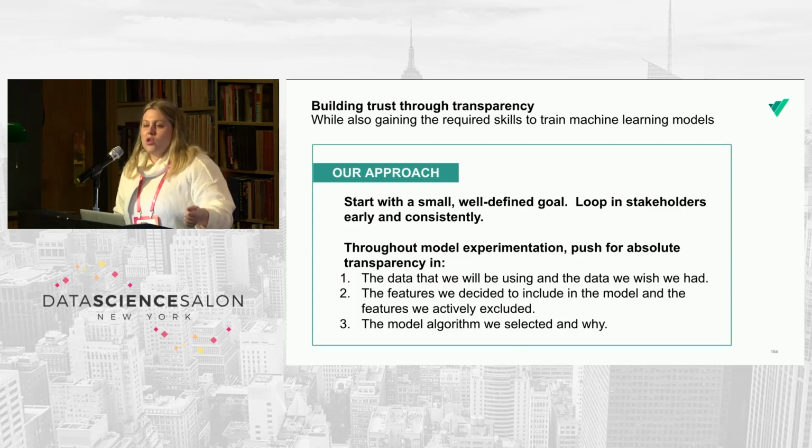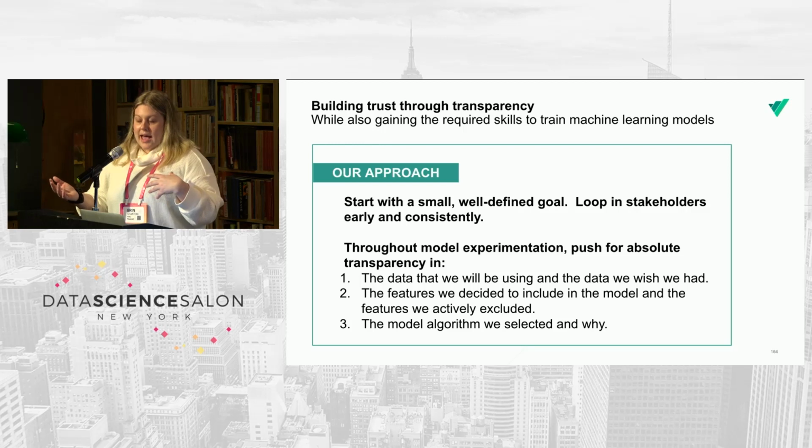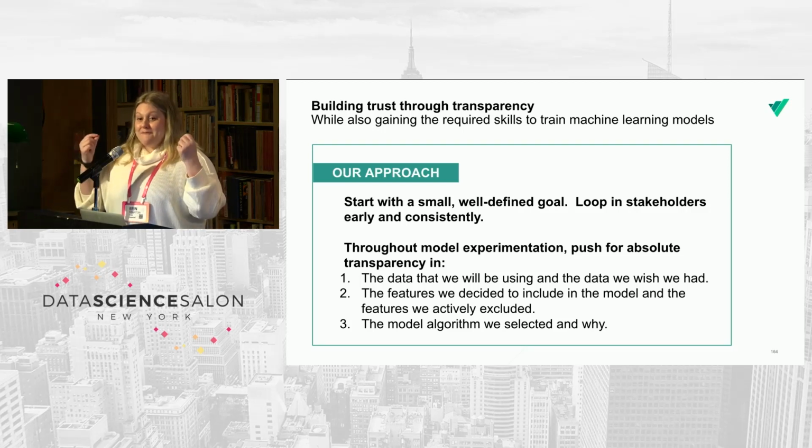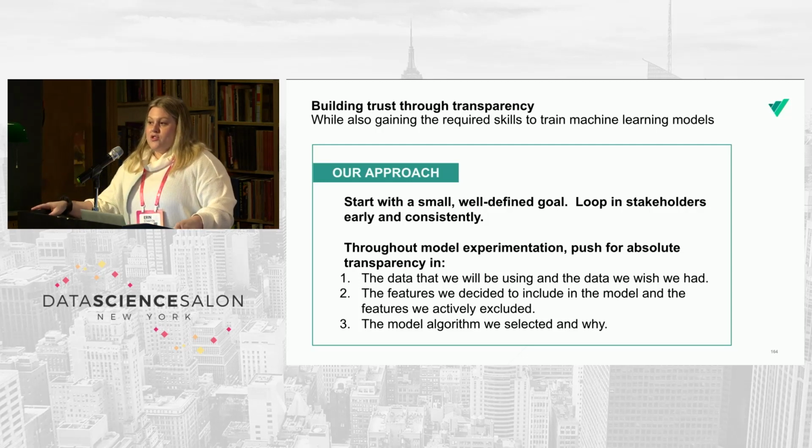This is supposed to be a global model, and I only have Europe and the US. So we will always publish the data we included and the data we wish we had. We will also publish the specific features that go into our model, as well as the features that we actively decided to exclude. This is really important, and I'll get to this later on in the presentation.